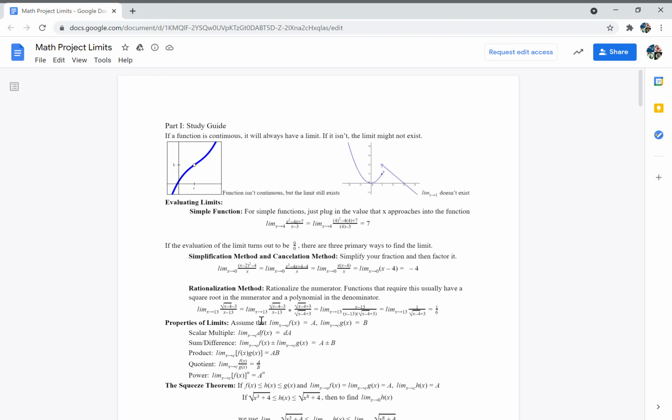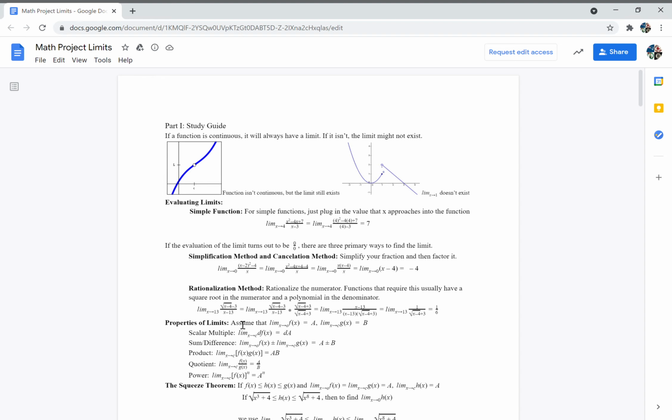Or if there's a root in the numerator or denominator, you could rationalize. To do this, you just multiply by the conjugate, I believe, of the value of the root. As you can see here, root of x minus 4, parentheses minus 3 over x minus 13. After some math, you get 1 over root x minus 4, parentheses plus 3, which is 1/6.